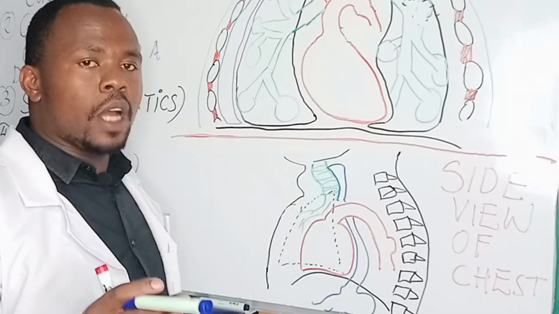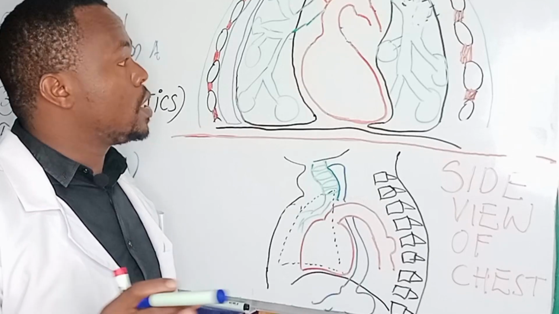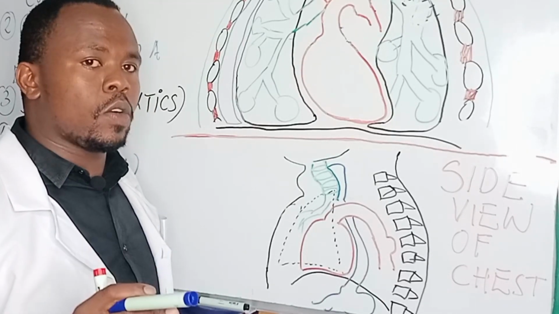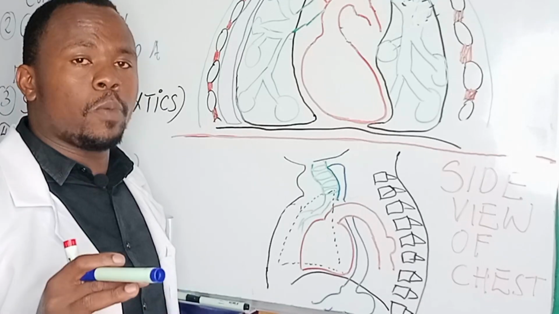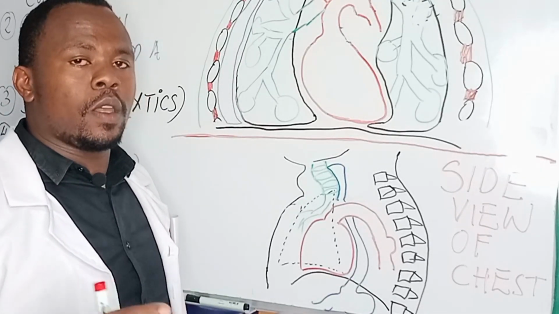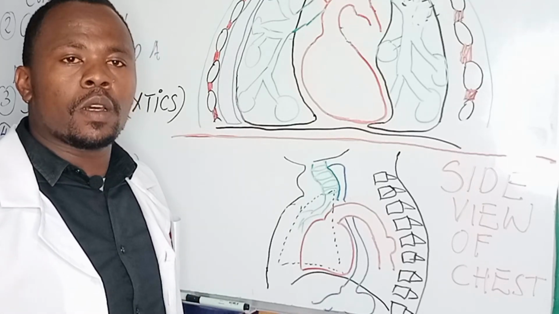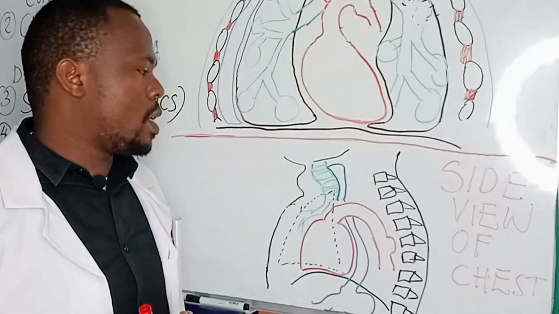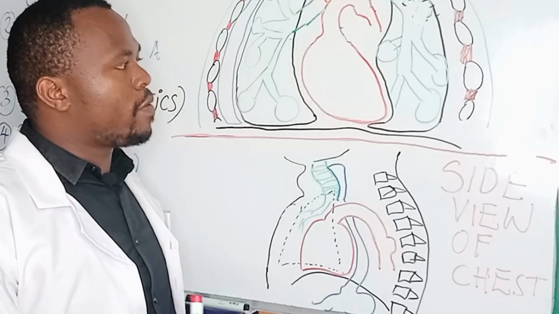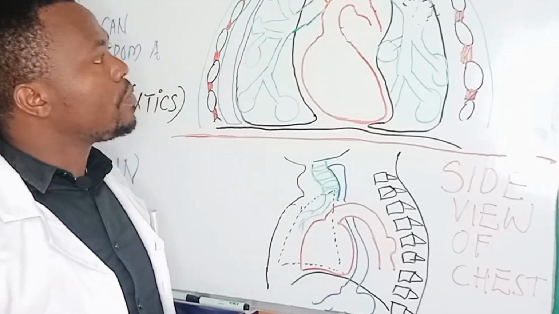These structures are divided into three. We have the bones of the chest, or the bones of the chest wall. The bones of the chest wall, we have the ribs. Then we have the sternum. The sternum is this bone here, or what we call the breastbone. And then we have the backbone.